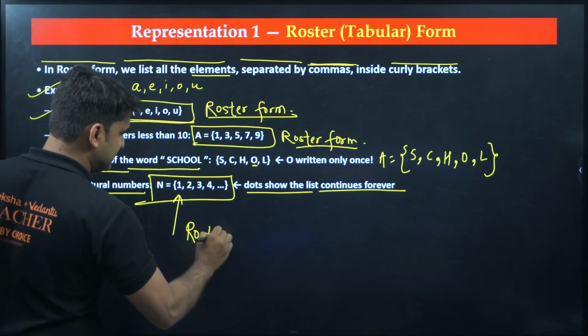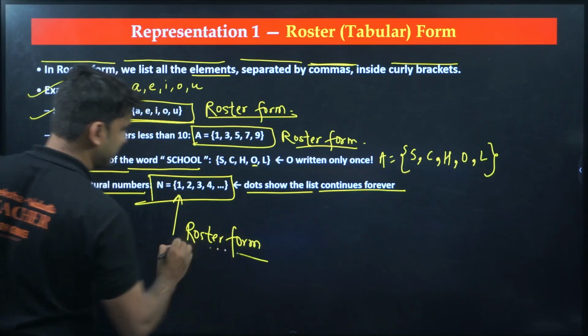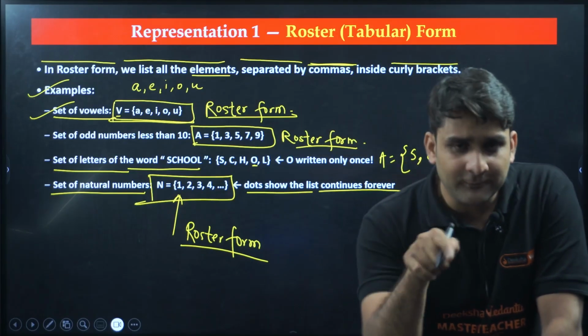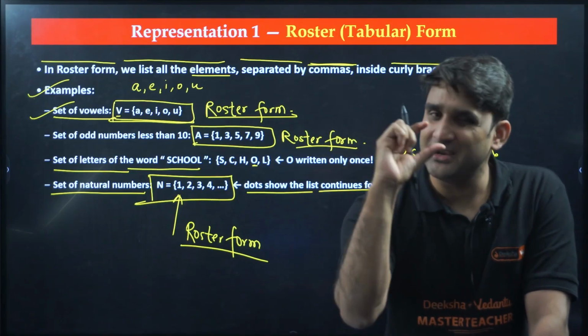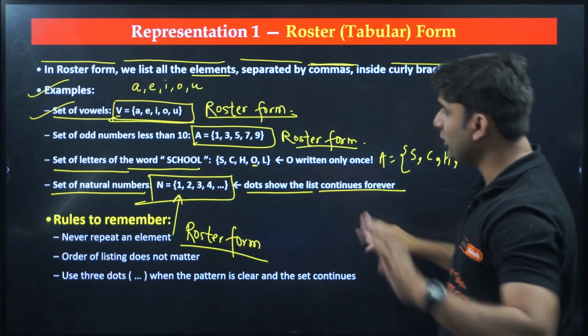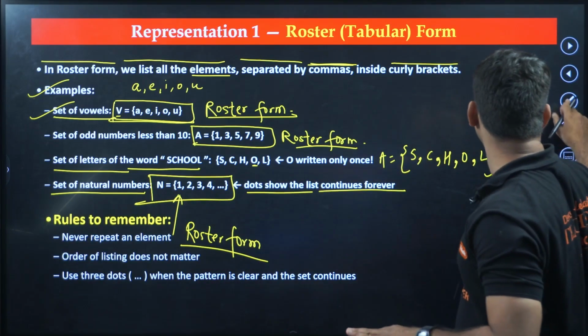I hope this is clear to all class 9 students who are studying sets for the first time. So roster form is clear: curly brackets, elements, and in between all the elements, a comma will be there. Moving ahead, what you should remember?